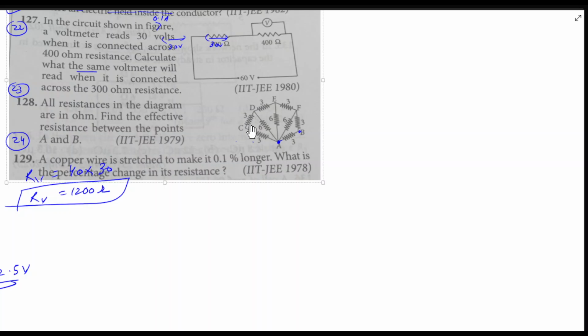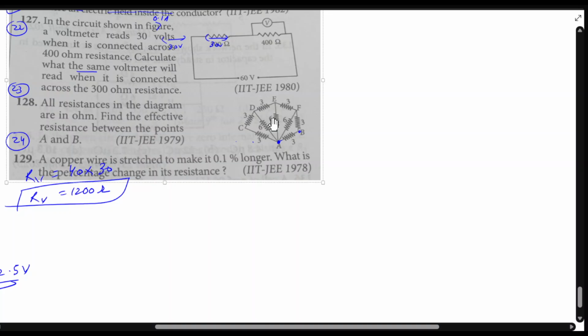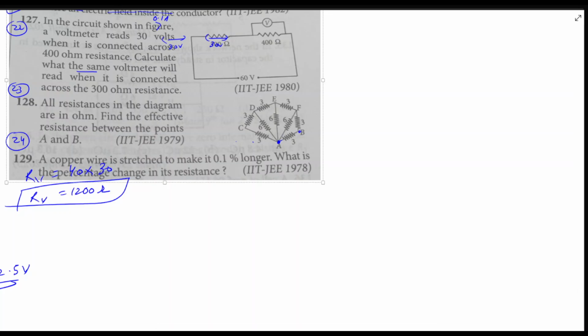So it's 6, and 6 and 6 are in parallel. Again 3 and 3 in series, and with the 6 they are in parallel. So again 3 and 3, again 6 in parallel with 6. So it will be 3. So we will have just, let's say this is A point, this is B point, this is 3 ohm, and we have 3 ohm, which is due to these all, and they are in series. So this is 3 ohm.